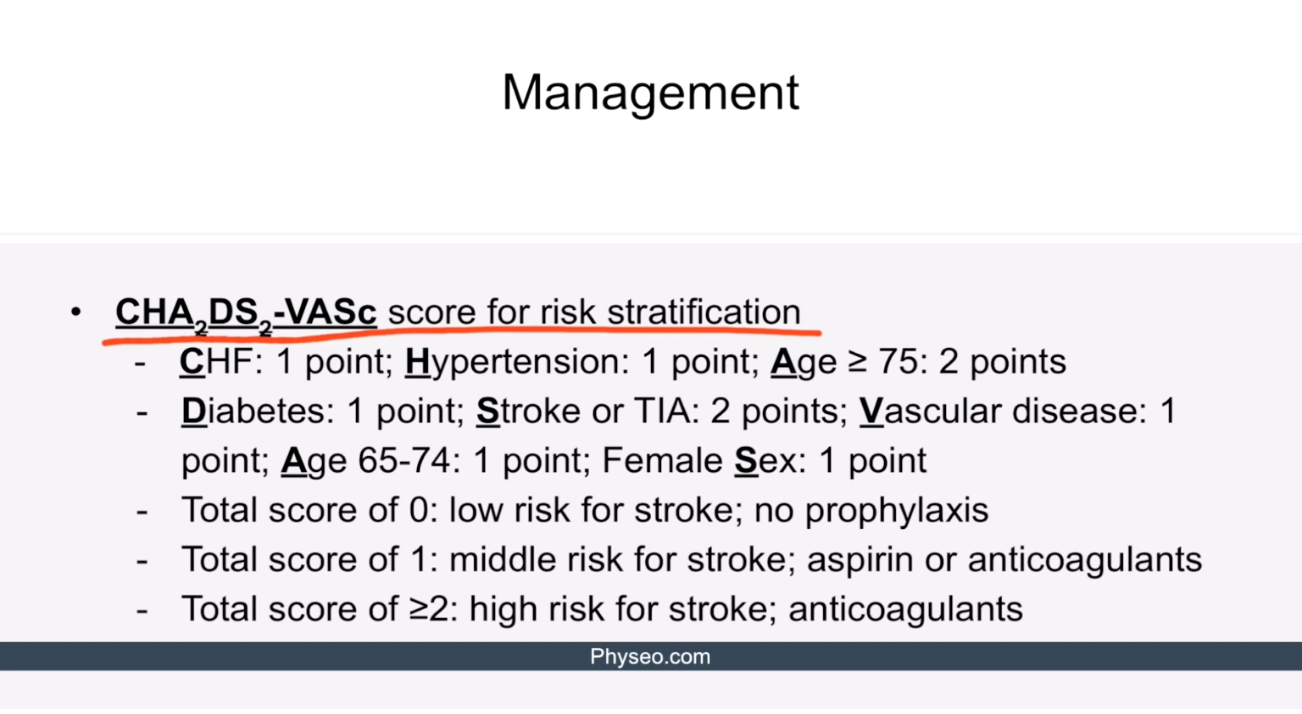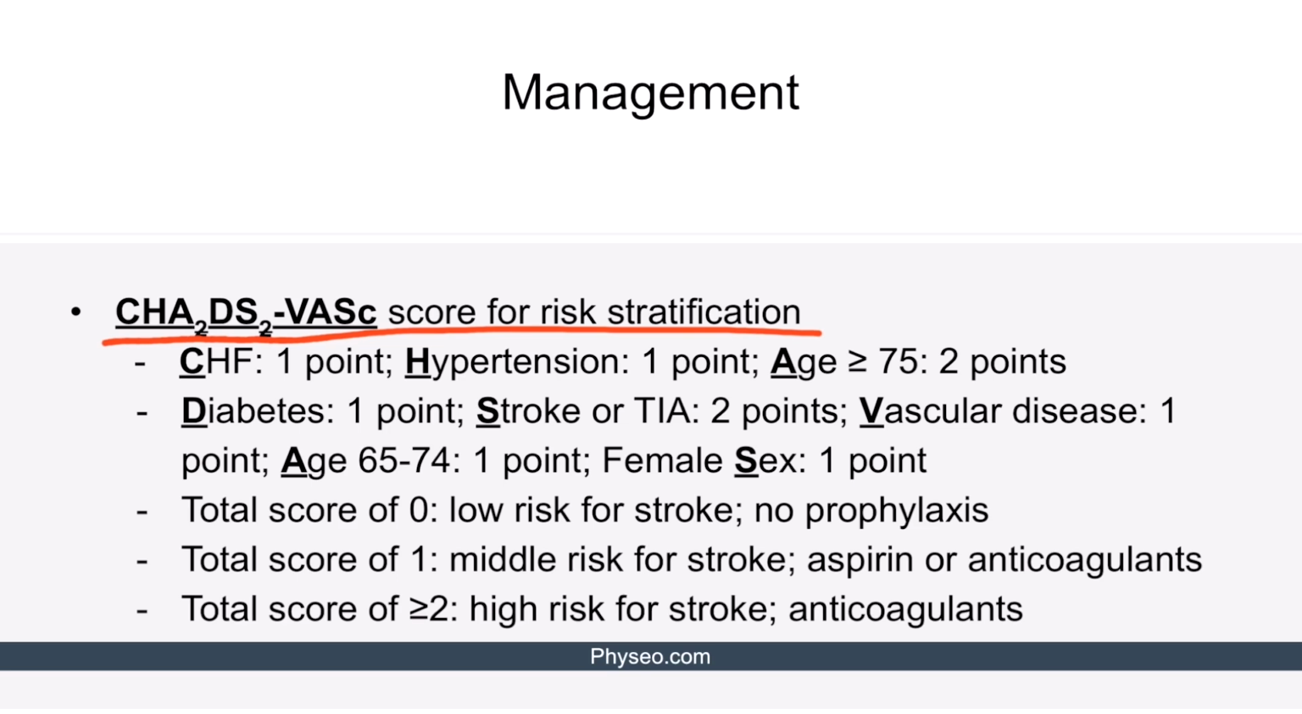History of congestive heart failure and hypertension each get 1 point. Age over 75 earns the patient 2 points. History of stroke, transient ischemic attack, or vascular disease like myocardial infarction each gets the patient 1 point. Age from 65 to 74 years is also assessed with 1 point. Finally, female sex earns the patient 1 point.